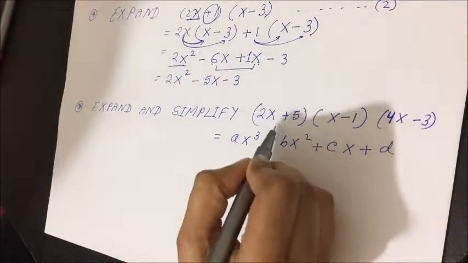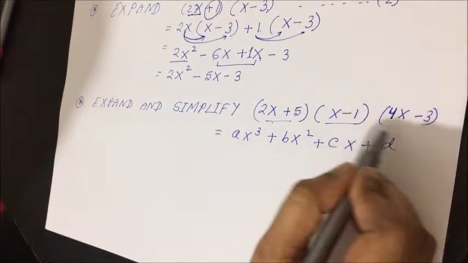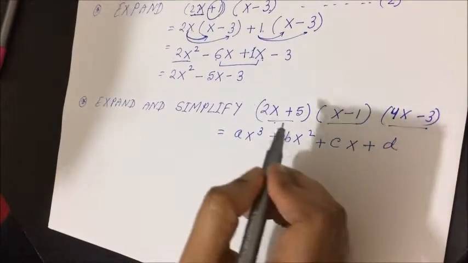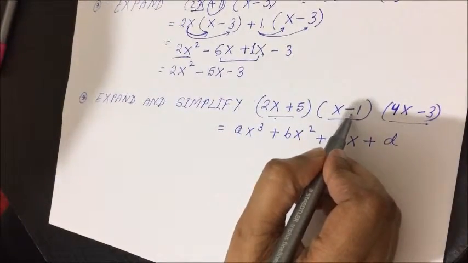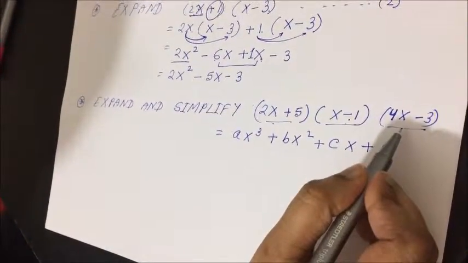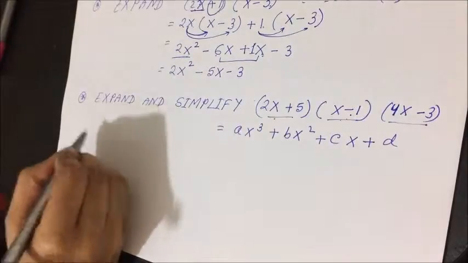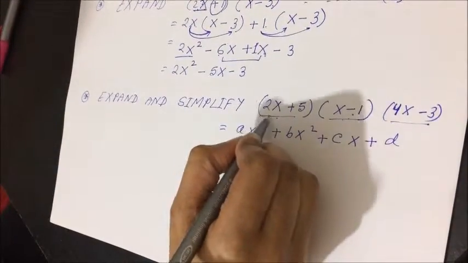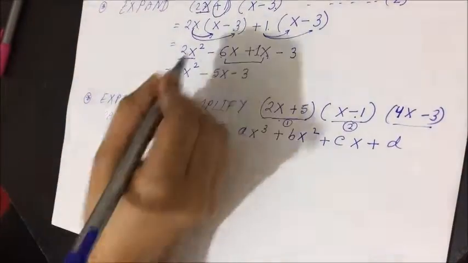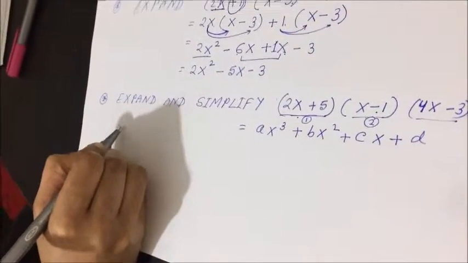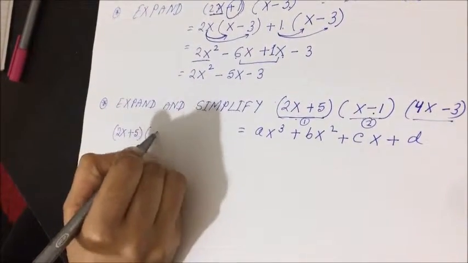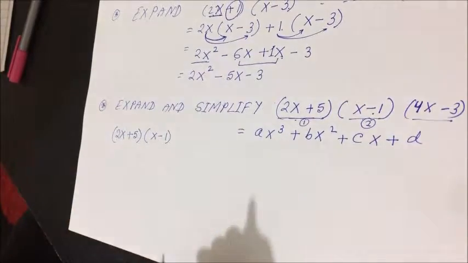How do I do that? It is very difficult to multiply 3 brackets, 3 products, together. So what we should do is multiply two of them, then the result we get, we need to multiply with the third one. Let's do it step by step. My first step should be to multiply the first one and the second one together, like the previous part. So I multiply (2x + 5) with (x - 1).